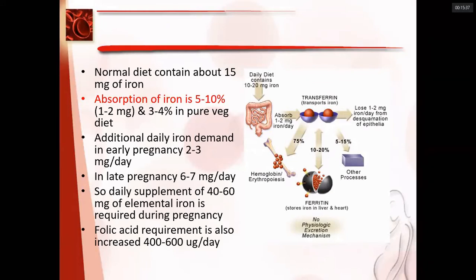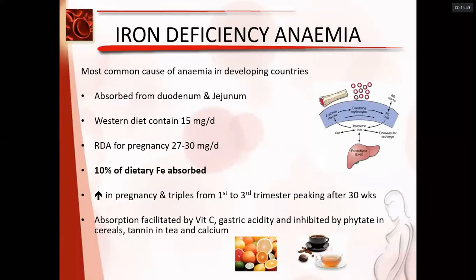of the intestinal epithelium. So if you see here, the Western diet contains about 15 milligrams of iron per day, while the recommended dietary allowance for pregnancy is twice that. And only 10% of the dietary iron is absorbed. Hence there is a requirement for extra iron. Even if we give double the Western diet, only 10% of it is absorbed. Hence we give routine supplementation with therapeutic iron capsules.